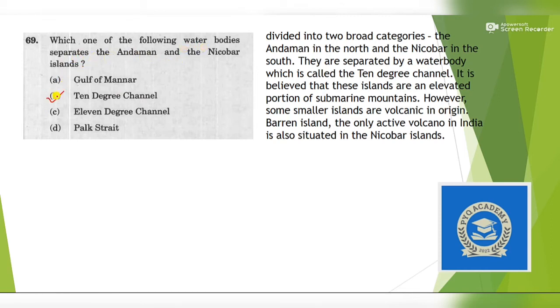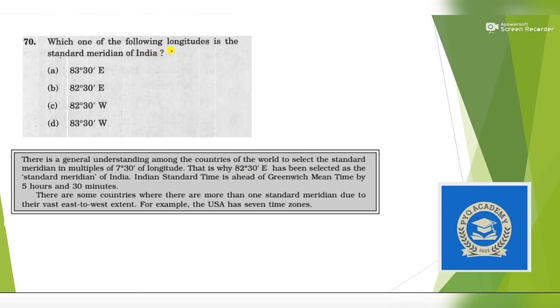Next question. Which one of the following water bodies separates the Andaman and Nicobar island groups? This is the easiest question. The Ten Degree Channel, directly given in NCERT. Next question. Which one of the following is the longitude of the standard meridian of Indian IST? This is an easy question because you should remember it as a GK question, and of course you will get the answer in NCERT. So the answer is 82 degrees 30 minutes east.